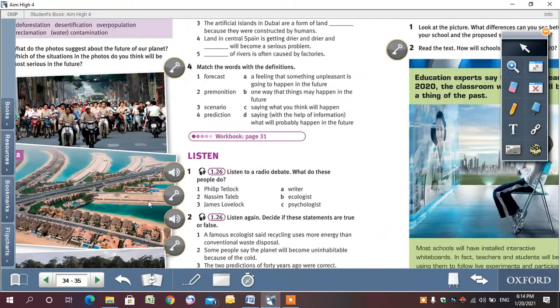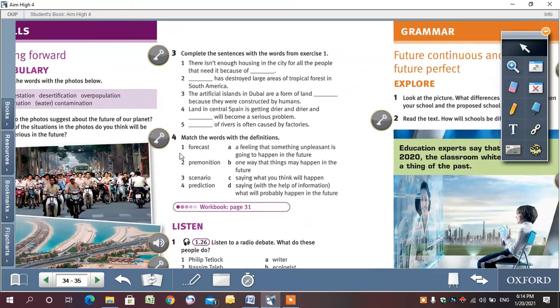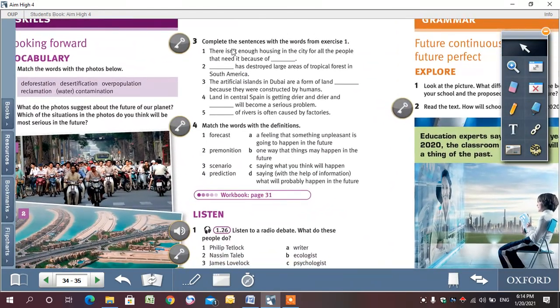Okay, now let's answer exercise 3. Complete the sentences with the words from exercise 1. So what you will do is you will take your time to use these words to complete the sentences, and then check your answers with me after you're done.